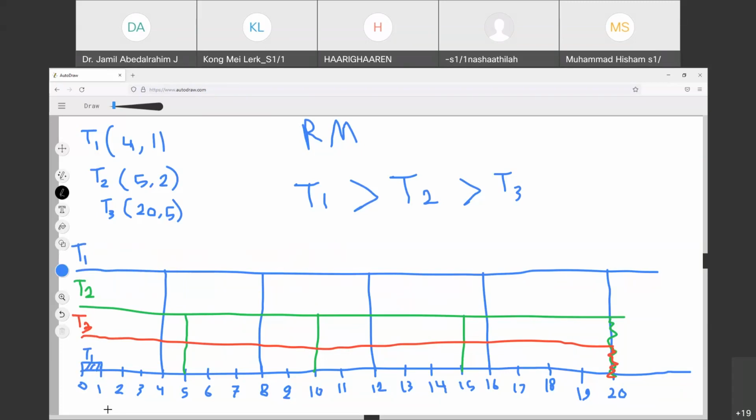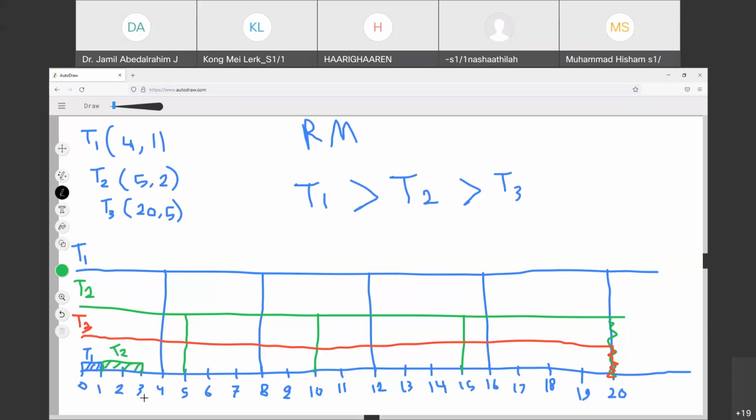After we complete executing task 1, what is the next task ready to execute? Both task 2 and task 3 are ready to be executed. But which one do we need to execute first? The higher priority, which is task 2. So we execute task 2 from 1 until, who can tell me? Until 3, because it needs 2 units. Correct.